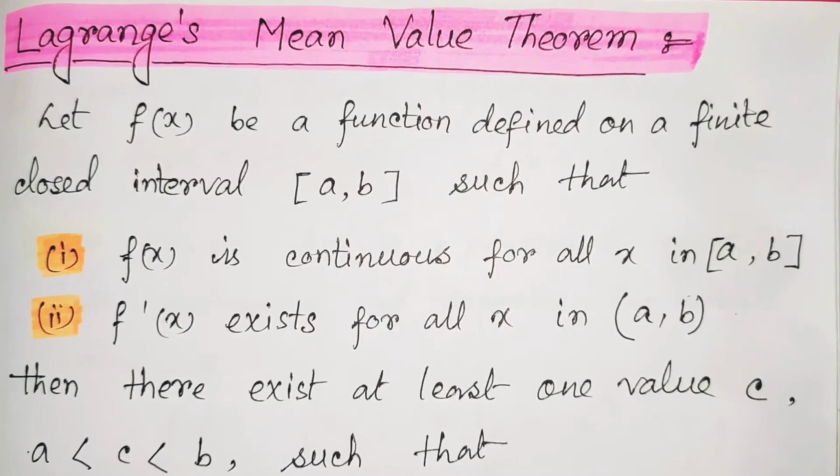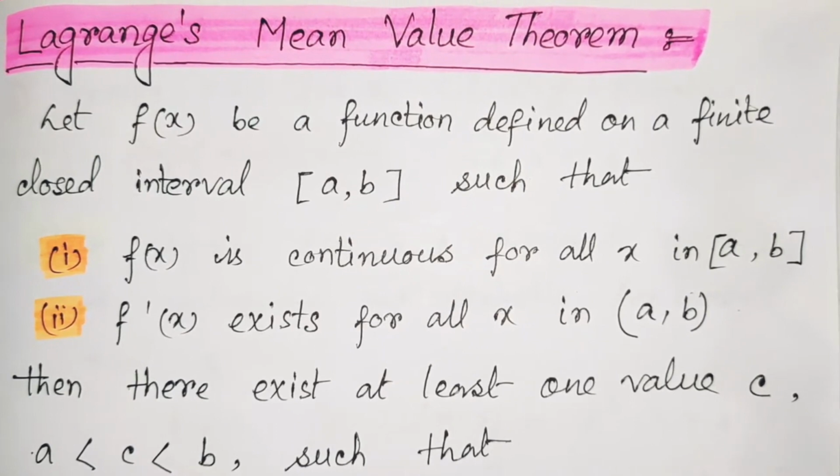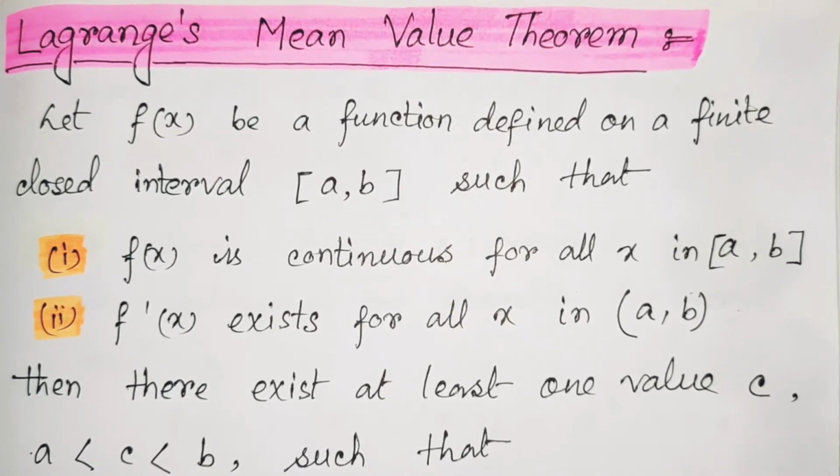Now we are going to discuss the Lagrange mean value theorem. This is nothing but the extension of Rolle's theorem. In Rolle's theorem, we know there are a total of 3 conditions. Here in the Lagrange mean value theorem, instead of the 3 conditions, the last condition is absent. That means only the first 2 conditions are valid here.